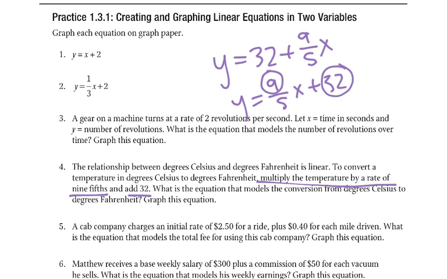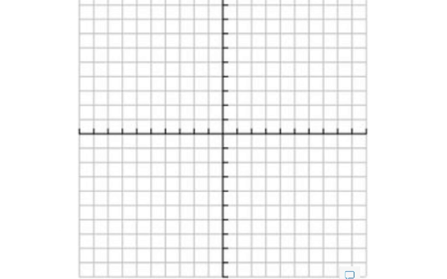So to graph that, 32 would be our b, our y-intercept. This would be our y change. This would be our x change. It's a positive 9, so we're going to go up 9. It's a positive 5, so we're going to go to the right 5. And we're going to start at 32. Now, looking at my graph, it's not going to go clear up to 32, is it? So we would have to kind of estimate here and count by a certain amount.